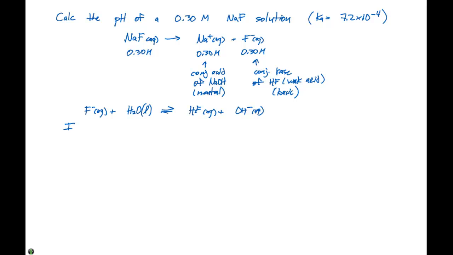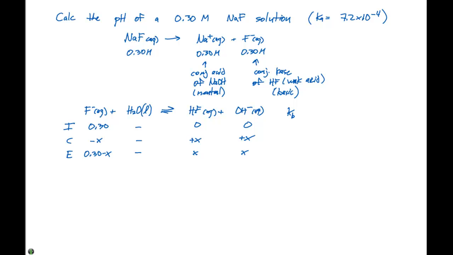We can then set up an ice table, and we know that our initial concentration is 0.30 for the F-, 0 for the HF, and 0 for the OH-. The change in concentration is going to be minus X for the F-, plus X for the HF, and plus X for the OH-. At equilibrium, we now have 0.30 minus X, X, and X. So if you notice right here, this is going to be a Kb expression.